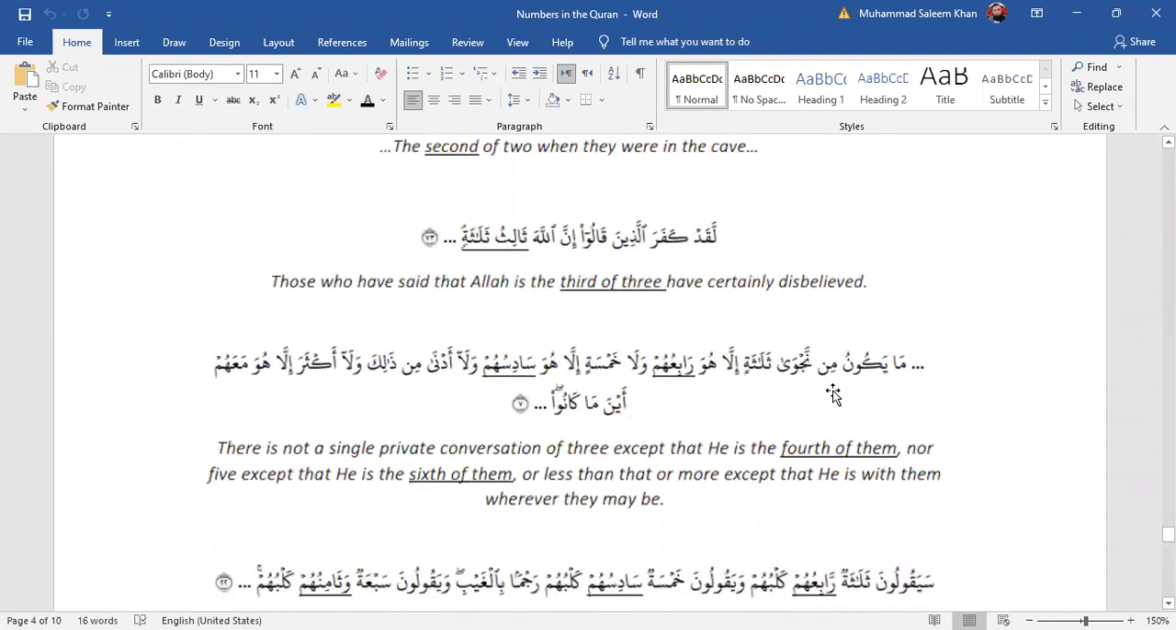Similarly, we have ma yakunu min najwa thalathatin illa huwa rabi'uhum wala khamsatin illa huwa sadisuhum wala adna min dhalika wala akthara illa huwa ma'ahum ayna ma kanu. So rabi'u is mudaf and the pronoun is mudaf ilayh, rabi'uhum, and sadisun is mudaf and mudaf ilayh, sadisuhum.